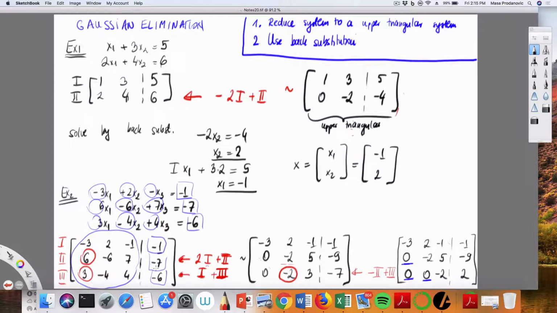Okay? And then we did the same for the third row, except that I just simply added first and third row. And I got, again, a 0 here where I wanted a 0. So what I'm using here is that I can take an equation and replace it by a linear combination of that equation and some other without changing the solution.